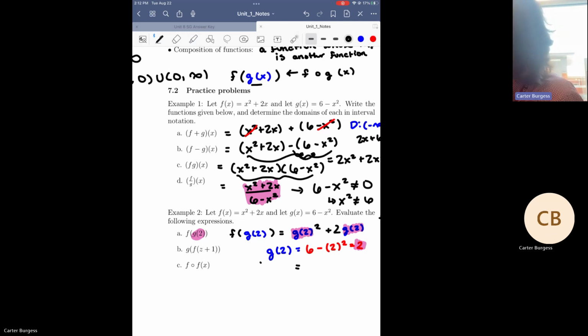So now our f of g of 2 is equal to f of 2 now. Which is equal to 2 squared plus 2 times 2. And so what do I get as my final answer? This is 8. 4 plus 4.